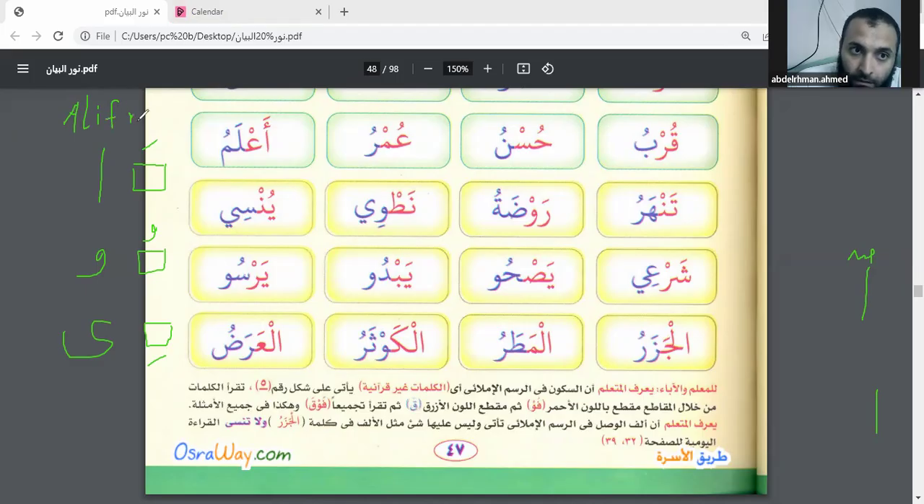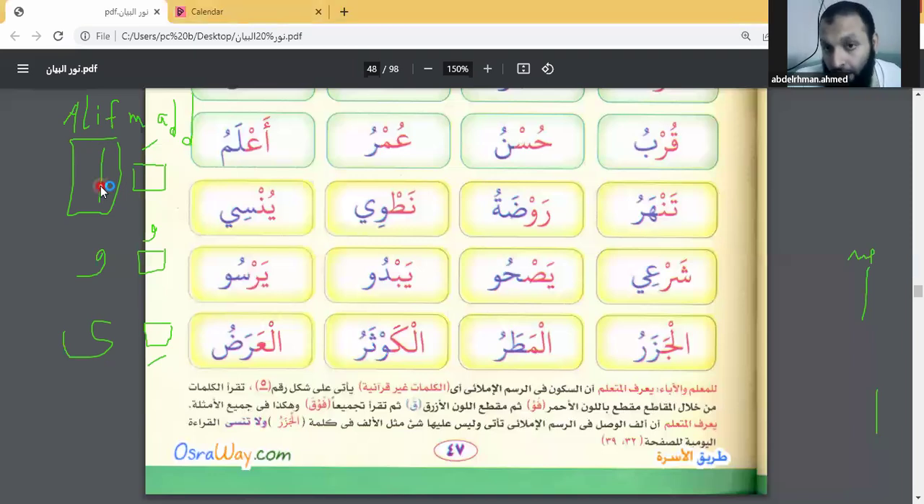Alif mad. This one, the alif has nothing. This alif, the alif mad, it's always preceded by fatha. And the next letter, it's impossible for it to have sukun. So if you found this letter followed by a letter that has sukun, this is not alif mad. Alif mad is always preceded by fatha, like this.